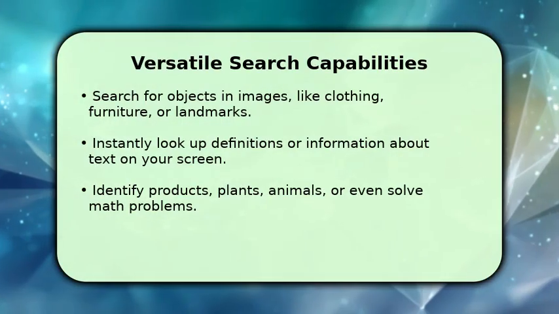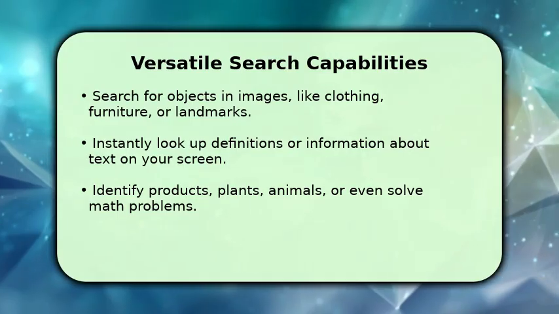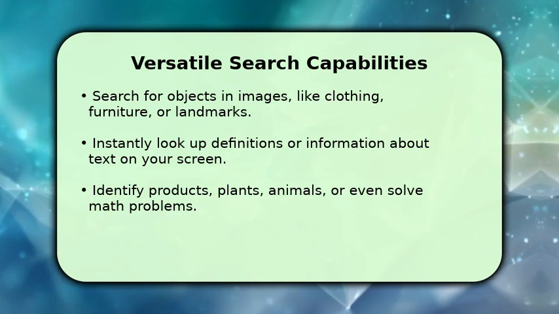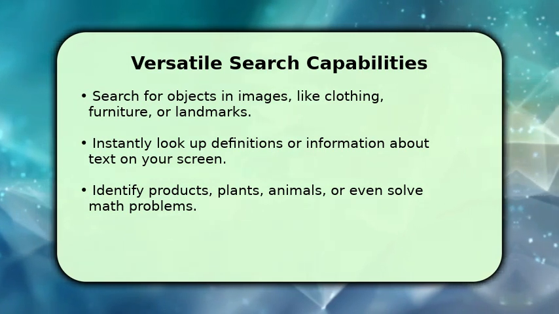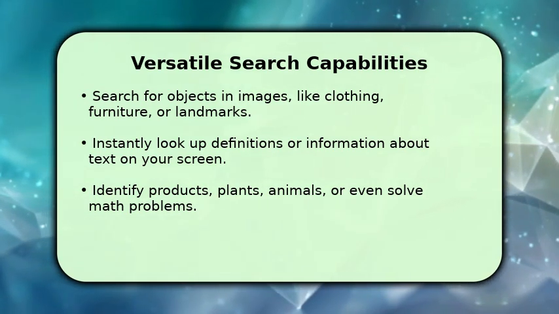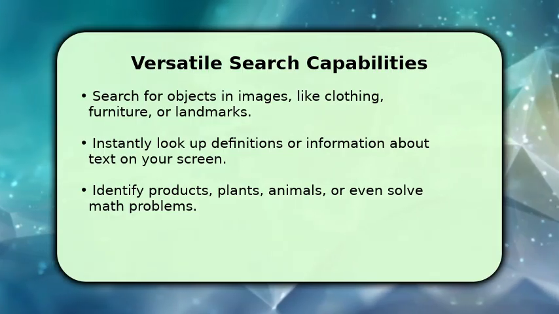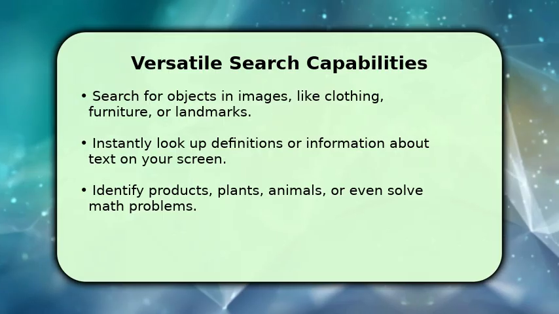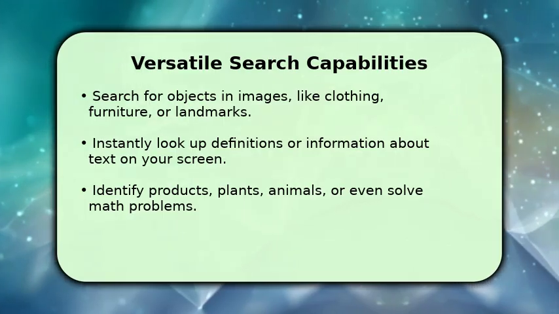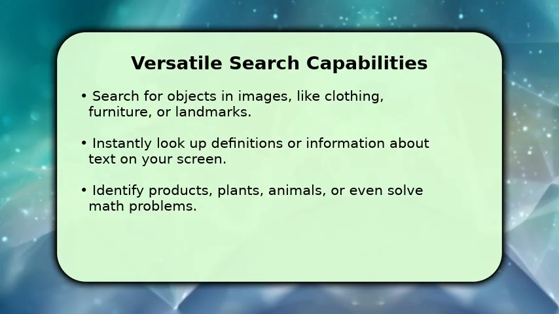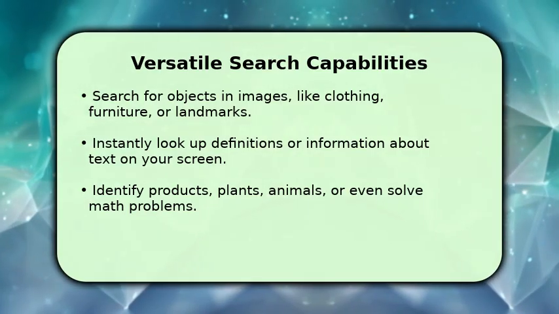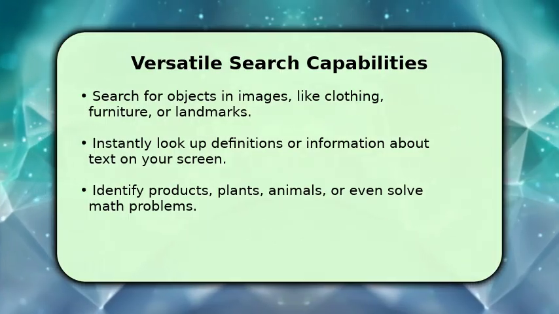The versatility of Circle to search is truly impressive. You can search for virtually anything visible on your screen. This includes identifying specific objects within images, such as a unique piece of furniture, a stylish outfit, or a famous landmark. It's also perfect for quickly looking up definitions of unfamiliar words or gathering more information about any text you encounter. From identifying plants and animals to solving complex math equations, its capabilities are extensive.